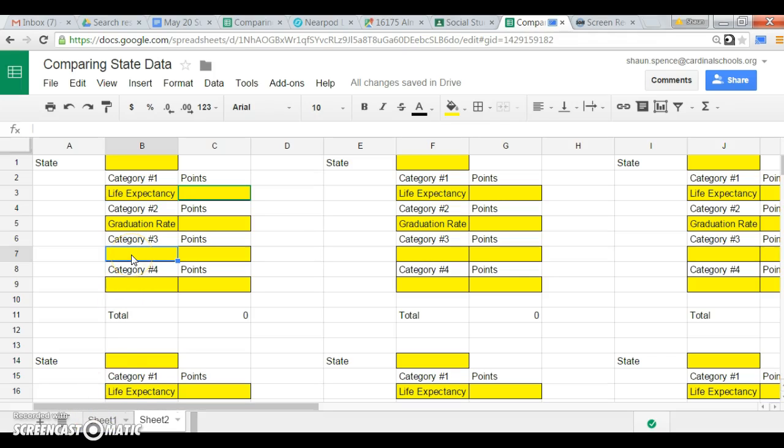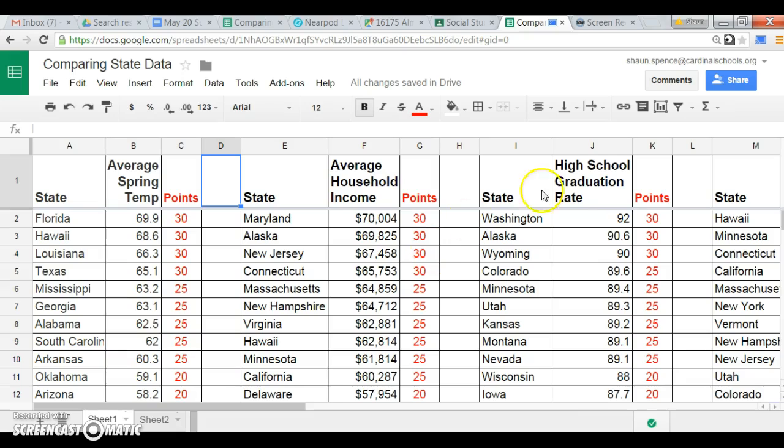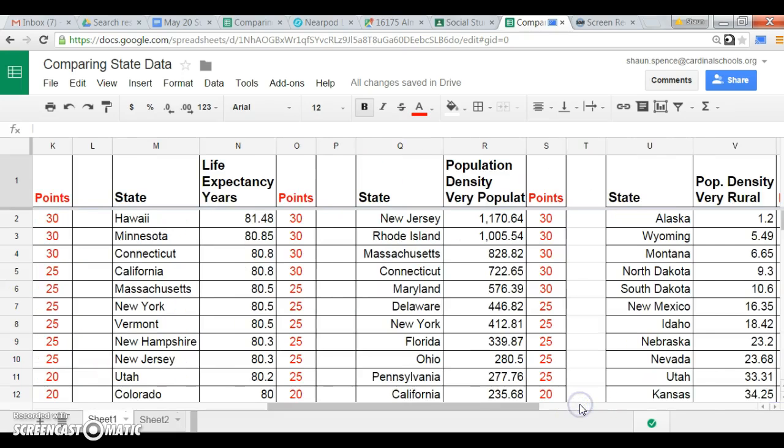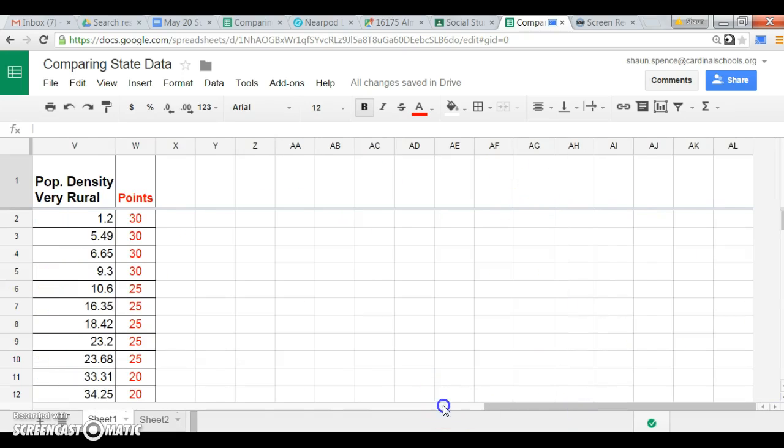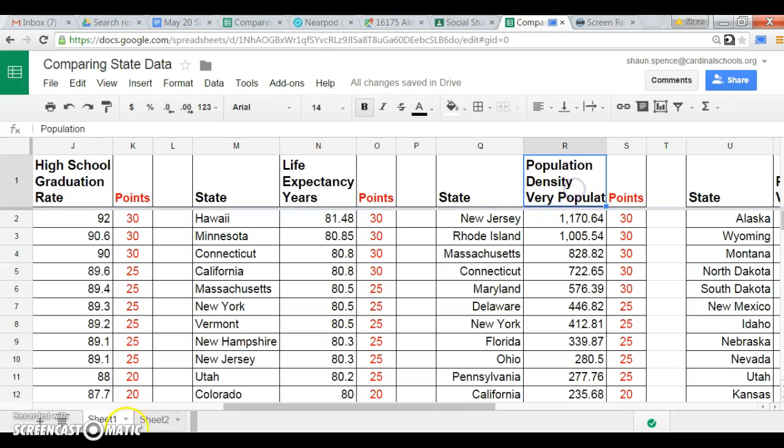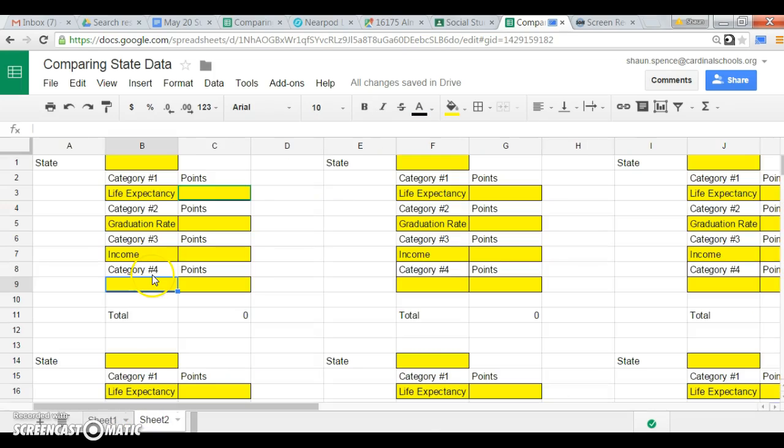In category 3, let's do income. And it puts it in for all of them. And the last one, I prefer city life over rural life. So I'm going to select very populated. And I'll type it in here. And I hit enter, and there we go.